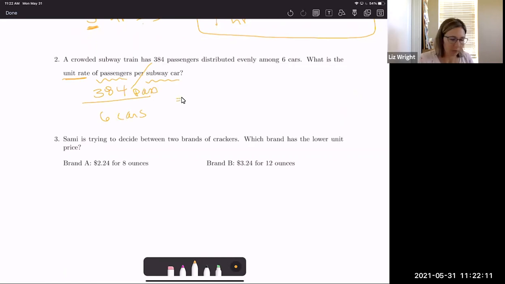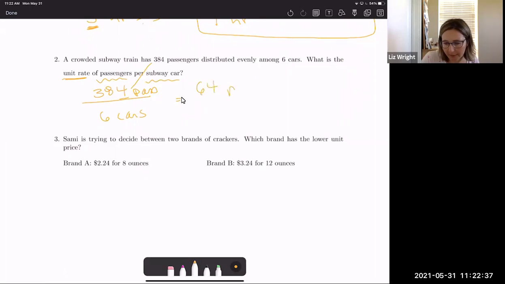So again, I have no idea if 384 is divisible by 6 or not, but we can check it. It ends in a 4, so that's divisible by 2. And then to check if it's divisible by 3, remember we go 8, 9, 10, 11, 12, 13, 14, 15. Is 15 divisible by 3? Yes. So that means it's going to go in there evenly, which is nice. So we're going to do 384 divided by 6, and that's going to give us 64.